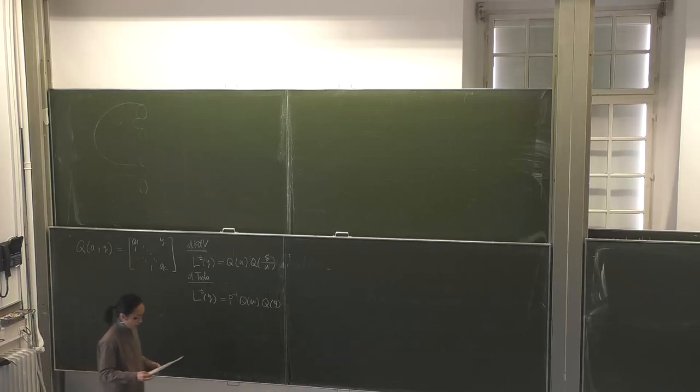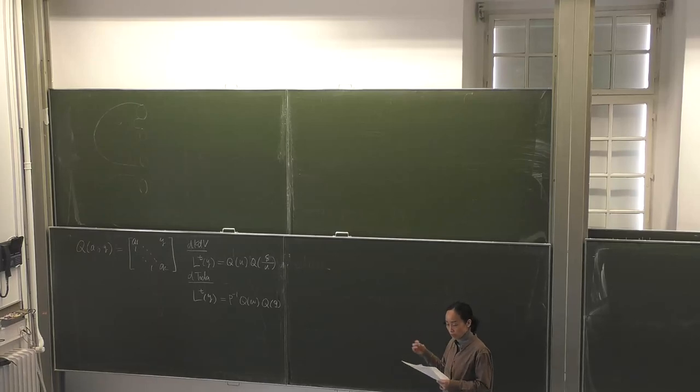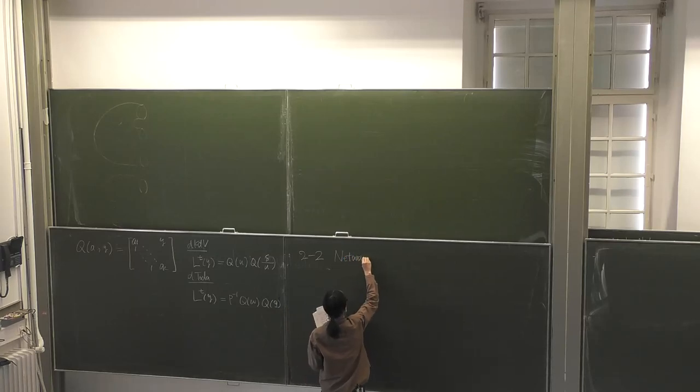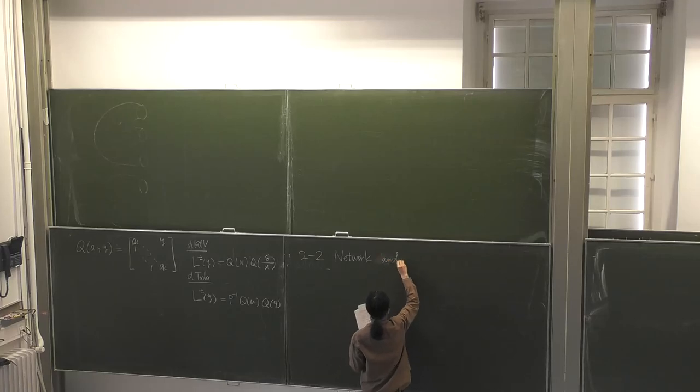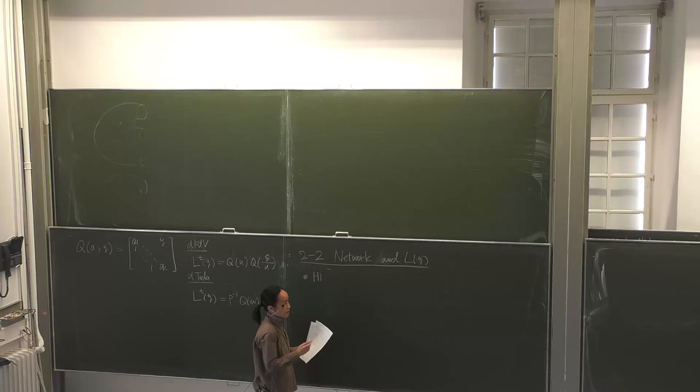From now, I show some interpretation of these Lax matrices by using a network, a combinatorial thing. And for that purpose, I'd like to use a concrete model called the highway path model.